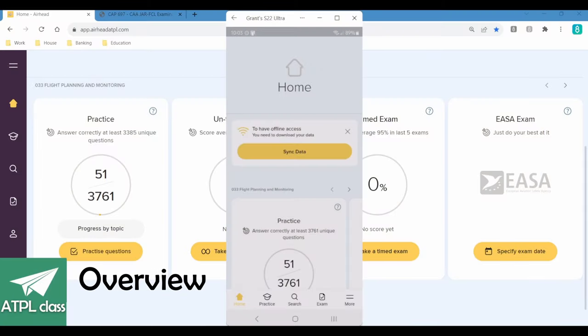Welcome to the study session for flight planning and monitoring. We're going to be using the Airhead ATPL question bank to do this.